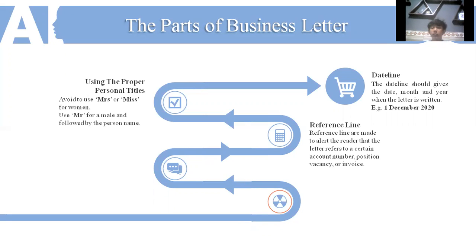The third is the reference line. Reference lines are made to alert the readers that the letter refers to a certain account number, position, frequency, or info. As a result, a reference line is included below the dateline in a letter. Also, the reference line might be centered, and the reference line should act as a running header if the letter is more than one page long.